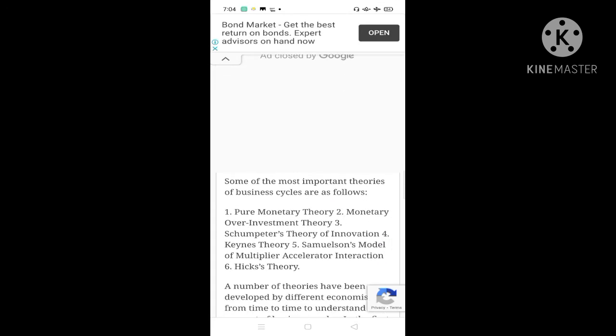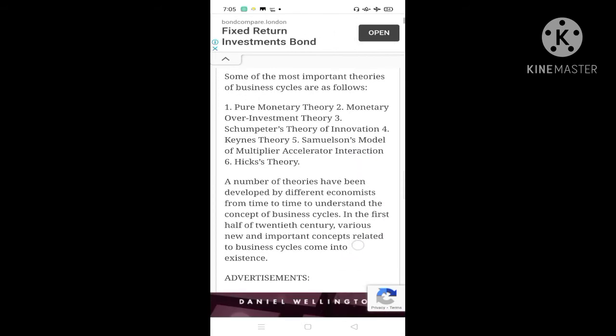Some of the most important theories of business cycle are as follows: monetary theory, overinvestment theory, Schumpeter's theory, Keynes theory, Samuelson theory, and Hicks theory. These are the different theories of business cycle. Okay, let us see in detail these different theories of business cycle.